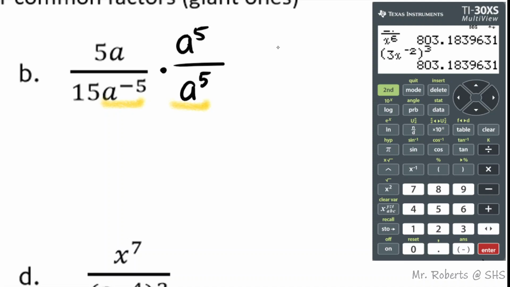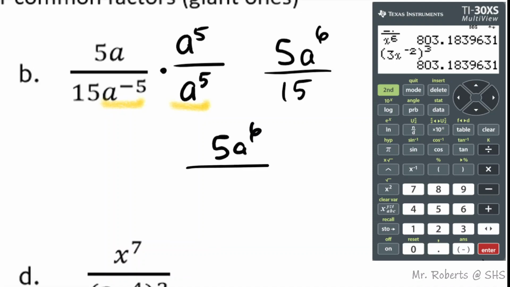In my numerator, I have 5 times a times 5 more factors of a, so that's a to the 6th power. And in my denominator, I have the number 15. And yeah, 5 over 15 is 1/3. You can see it this way, 5a to the 6th over 5 times 3. So I'm clearly left with a 3 in the denominator. So my answer is a to the 6th power over 3.